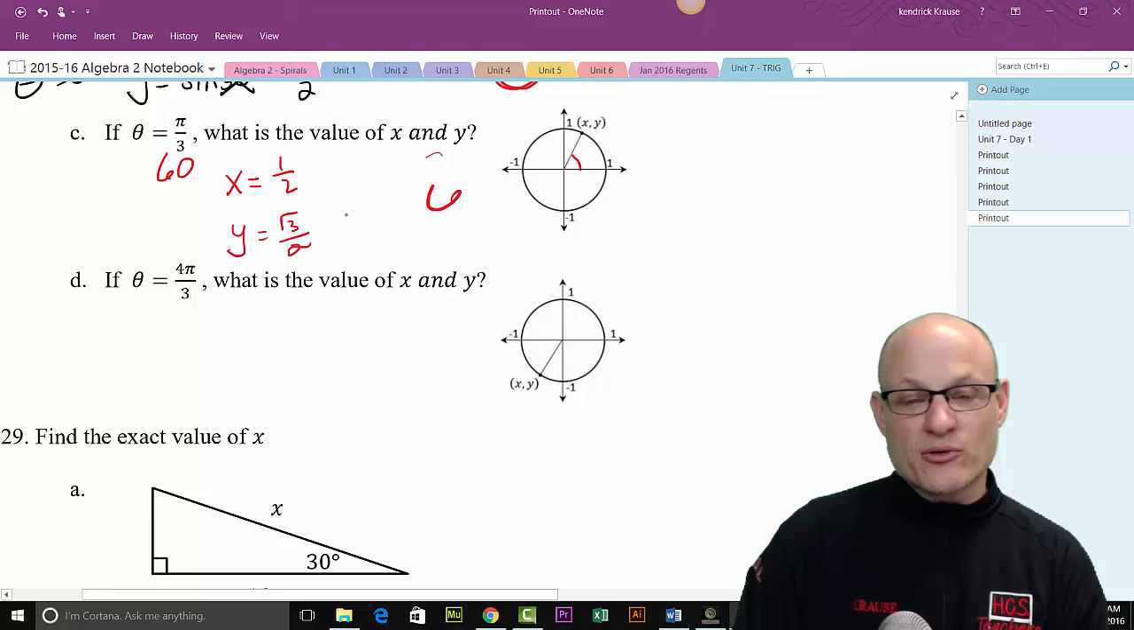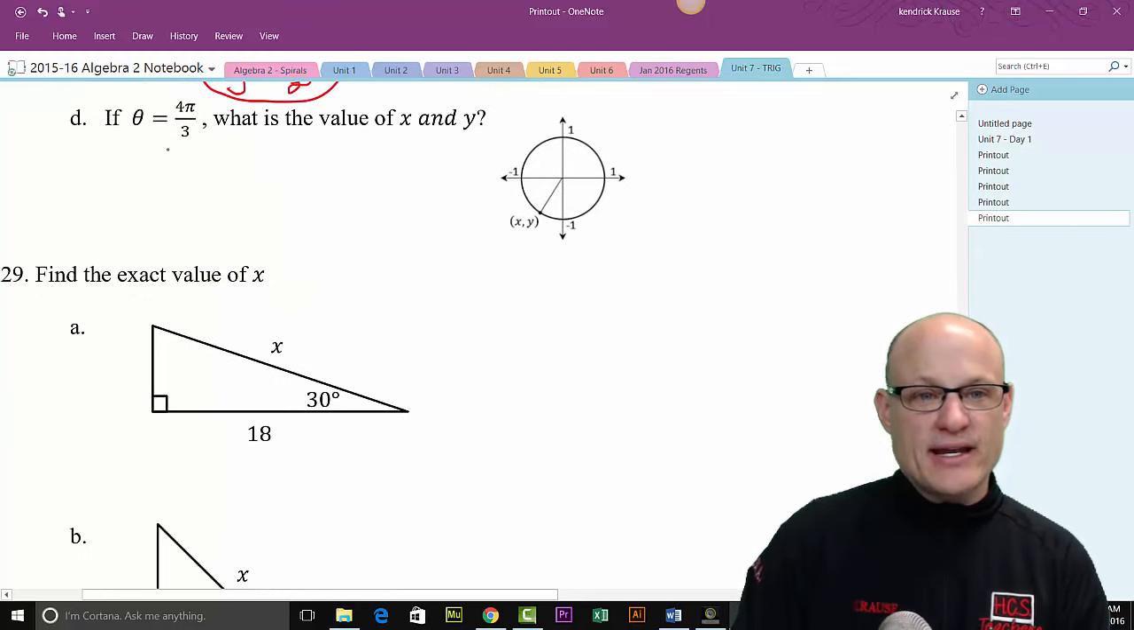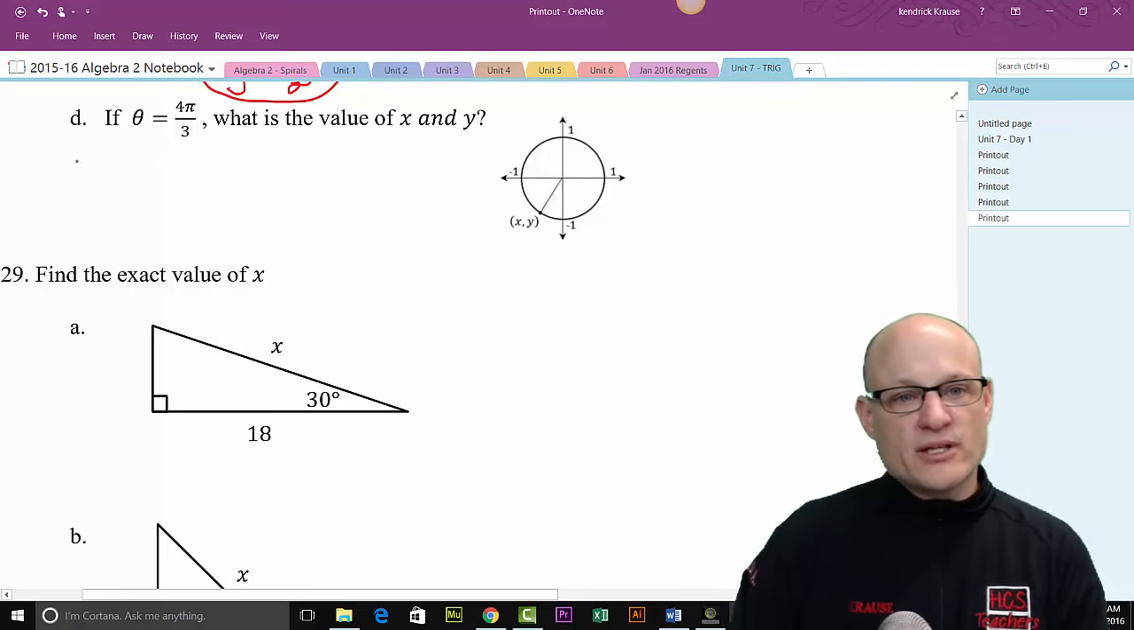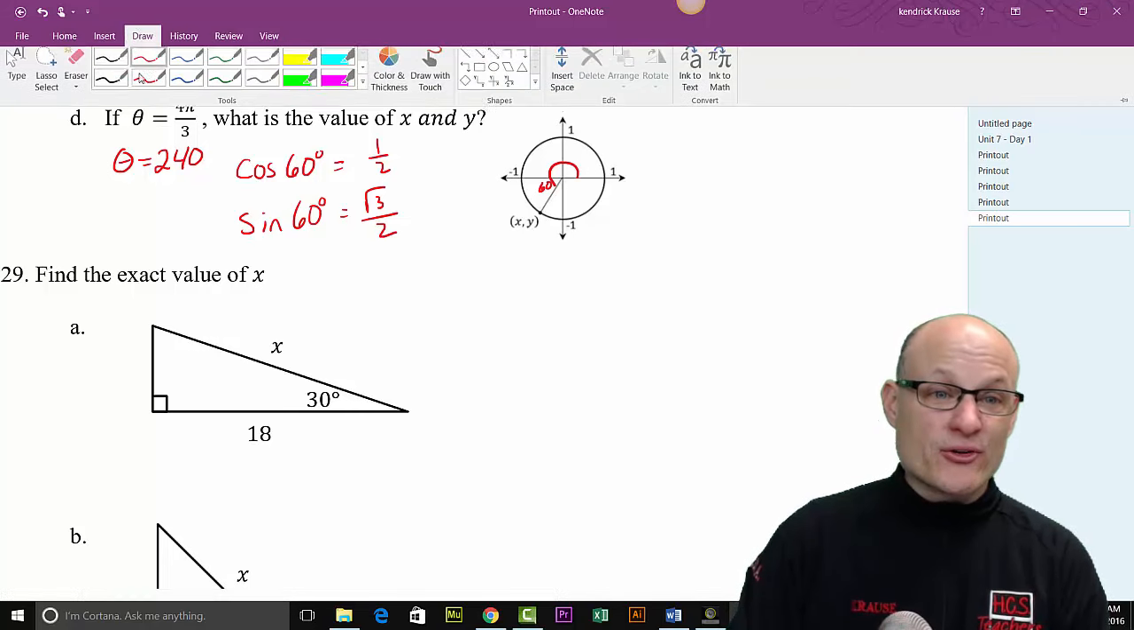There's my answers. And finally this one, 4 pi over 3. If I convert that, I end up with, let's see, 120, 60, 240 degrees. So I end up with theta equals 240 degrees, which of course puts me in the third quadrant. But I don't care about that. I care about this 60 degree reference angle. So cosine of 60 degrees is 1/2. And the sine of 60 degrees is the square root of 3 over 2. But I'm in the third quadrant, and I know in the third quadrant sine is negative and so is cosine.